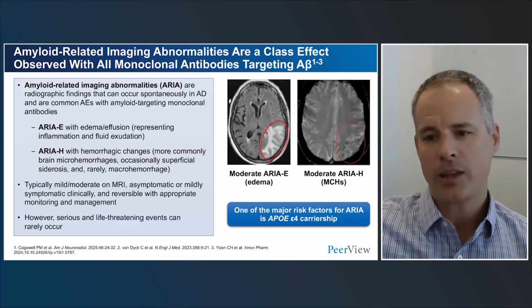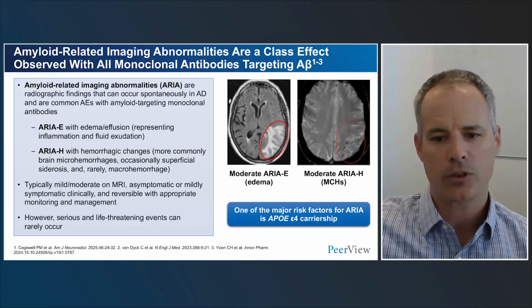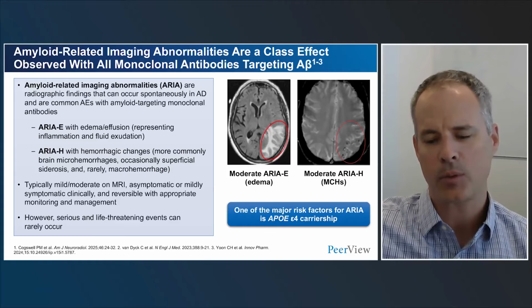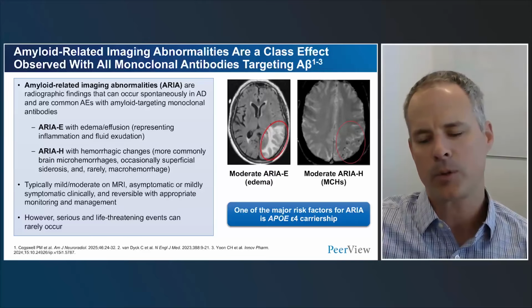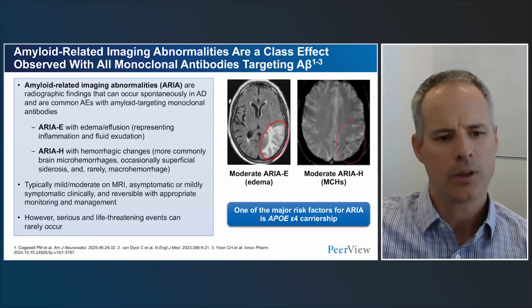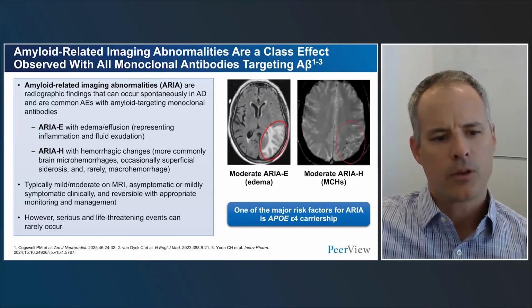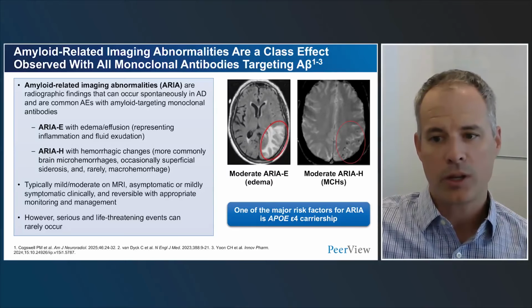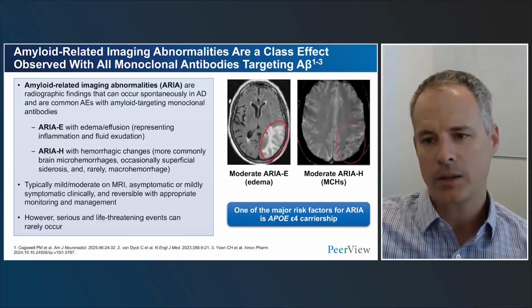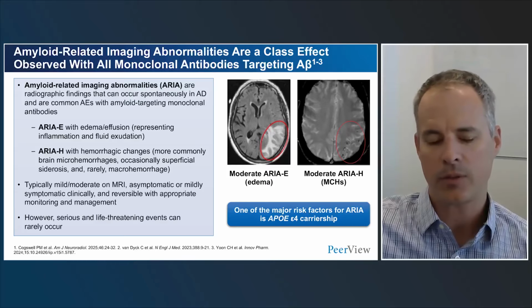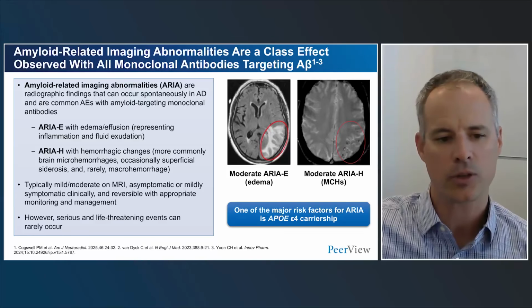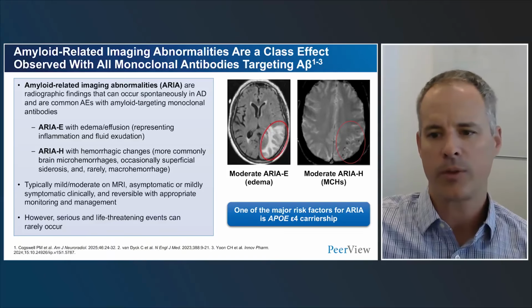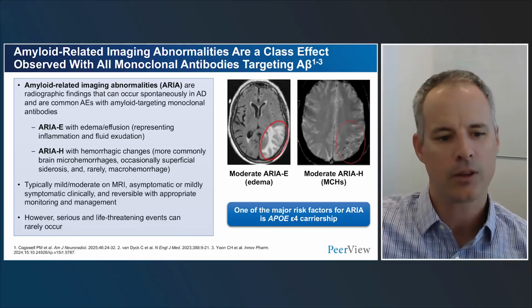And then there's ARIA-H, which are hemorrhages, usually microhemorrhages. So you can see this is an SWI or GRE image over to the right, showing multiple microhemorrhages that have occurred in this patient. Typically, the vast majority of these cases are asymptomatic, more than 90%, but they do occur with some regularity in patients treated with these drugs, anywhere from 15 to 50% of patients, depending on clinical factors.